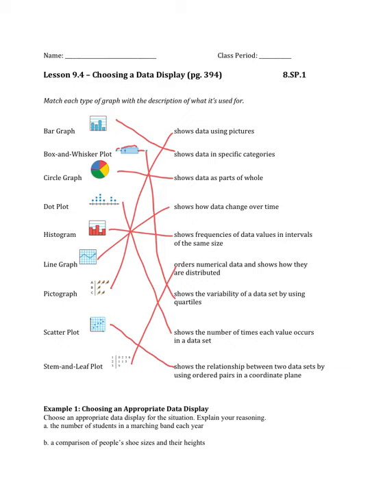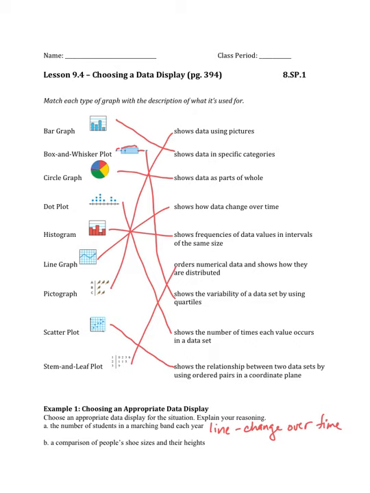Next, we're going to choose an appropriate data display for a situation. So we have the number of students in marching band each year. Okay, so the line graph was showing how data changes over time. So I think a line graph would be a really good one. Change over time.